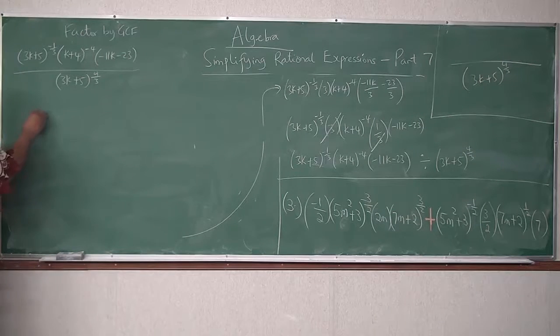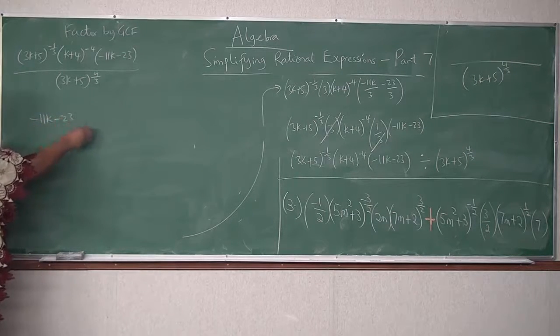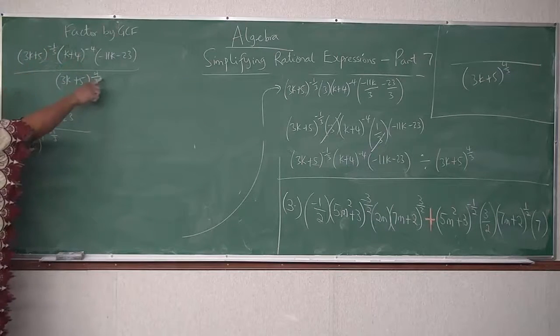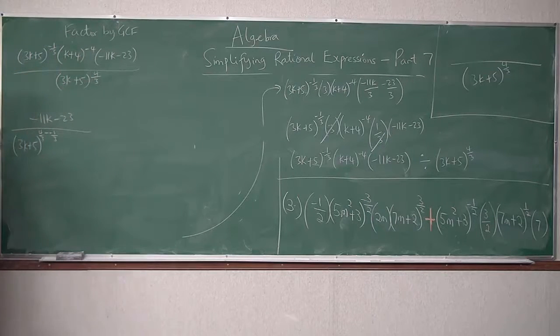So this will give me negative 11k minus 23 over 3k plus 5 exponent 4 over 3 minus 1 over 3, because this is negative 1 over 3. I bring it over here, that becomes minus 1 over 3. Just like if I had to bring this up, it would be minus 1 over 3 minus 4 over 3, which gives me minus 5 over 3. If I bring it down again, it becomes 5 over 3.